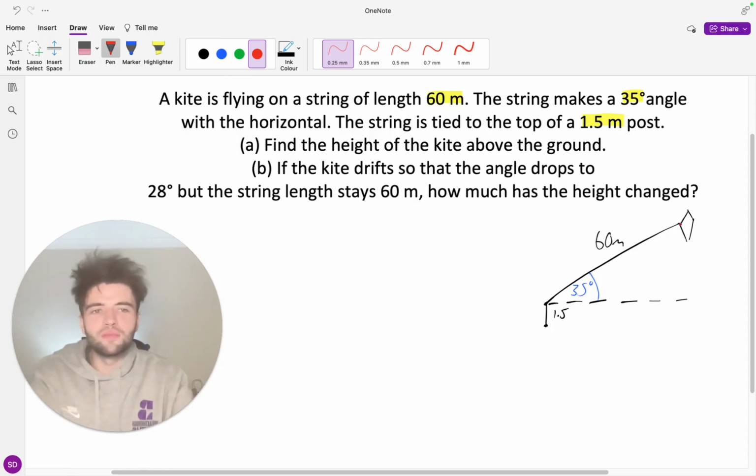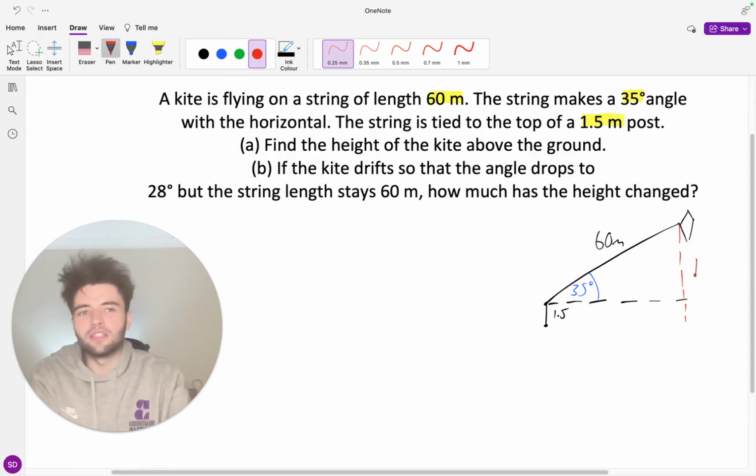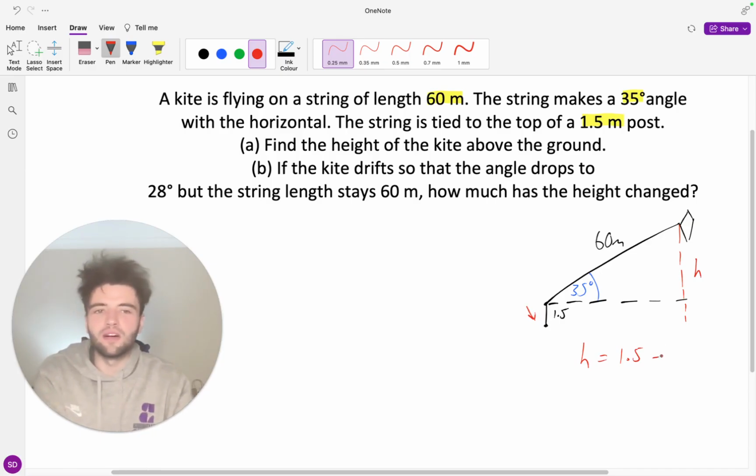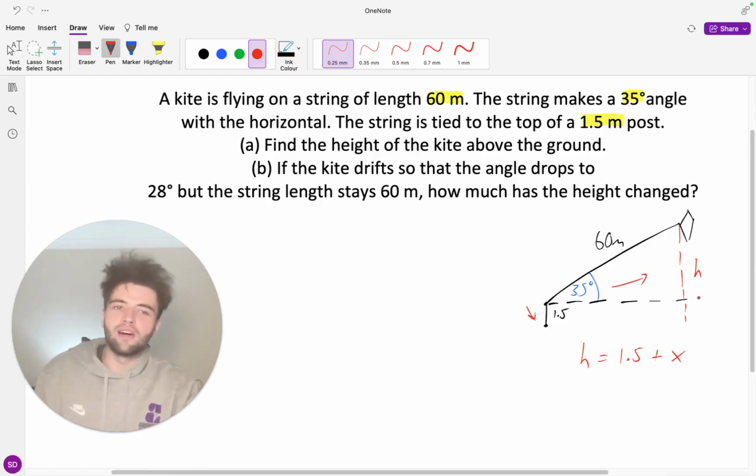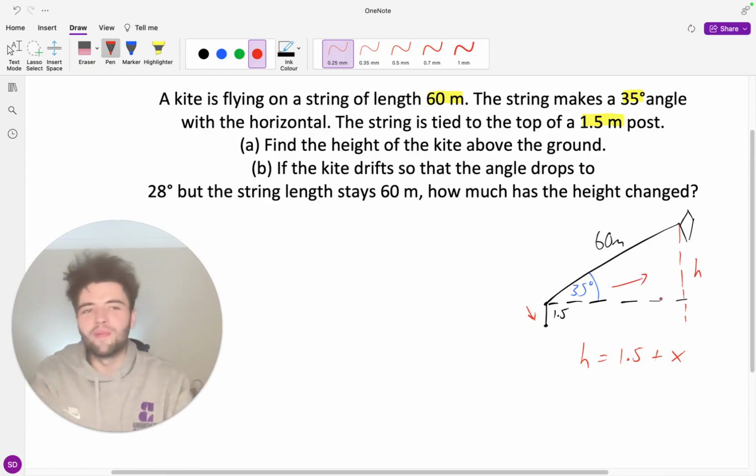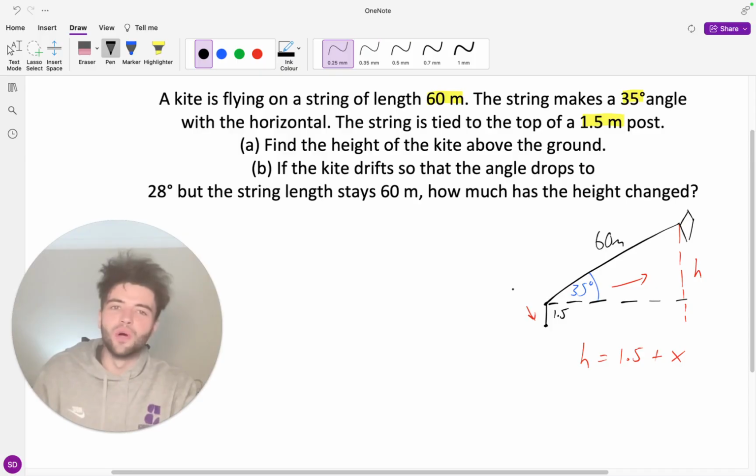And our goal here, which I'm just going to write down in red, is going to be to find the overall height of the kite above the ground. And so we can see here straight away that h is going to be made up of two things. It's going to be made up of the 1.5 meter post on the bottom, so that's the first segment of the height, and the second segment of the height we're just going to call x, which is what we get from using trigonometry to find the length of the height above the horizontal for the kite. So hopefully this is making sense.